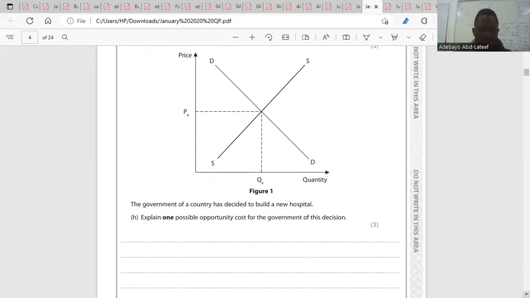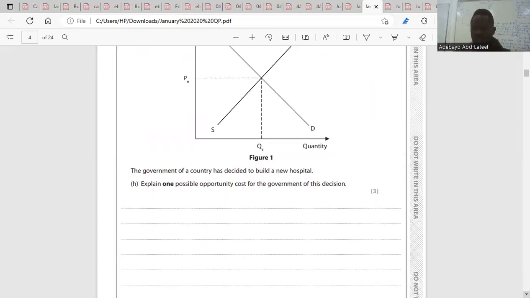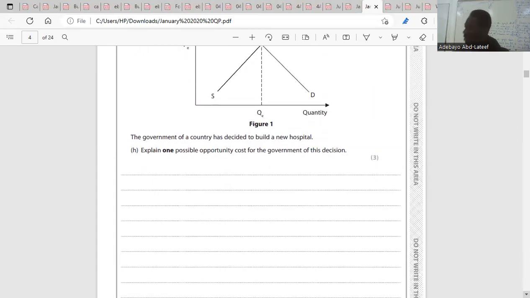Then we'll go on. They said the government of a country has decided to build a new hospital. Explain one possible opportunity cost for the government of this decision. The first thing you have to do is to define what opportunity cost is. Opportunity cost is the next best alternative forgone. So that is what opportunity cost is.